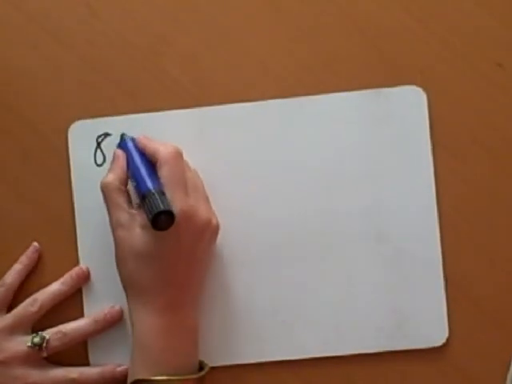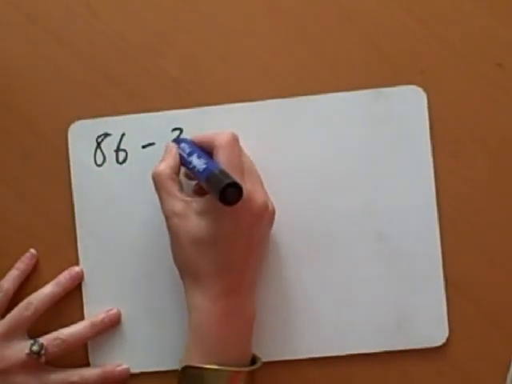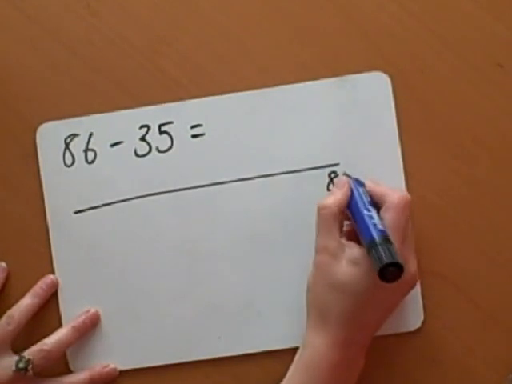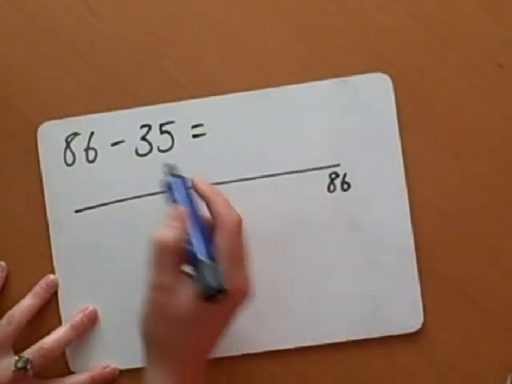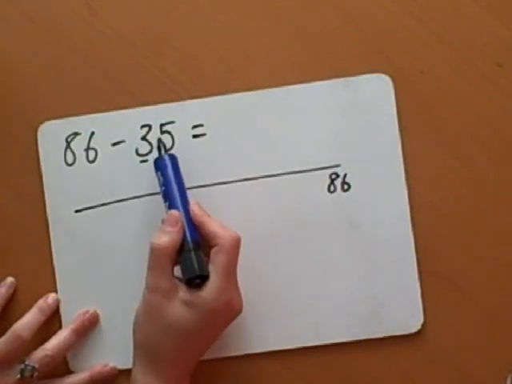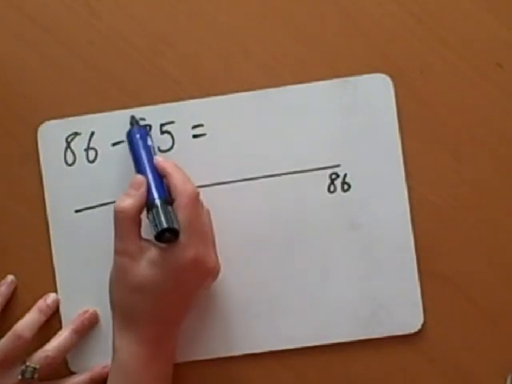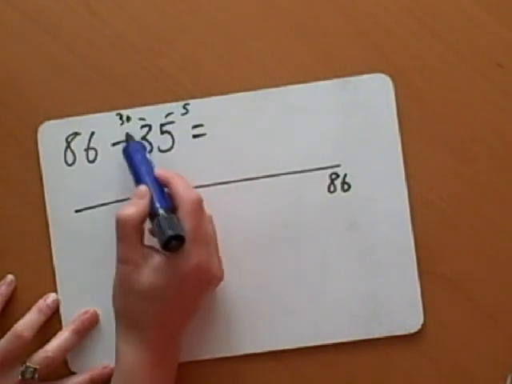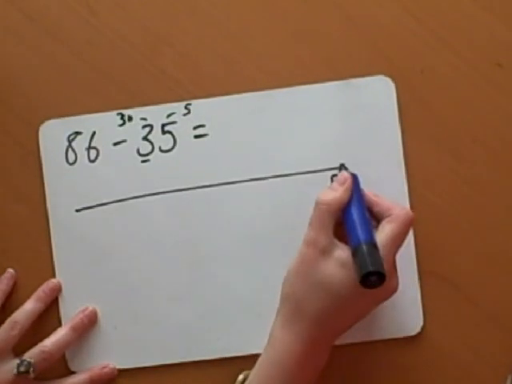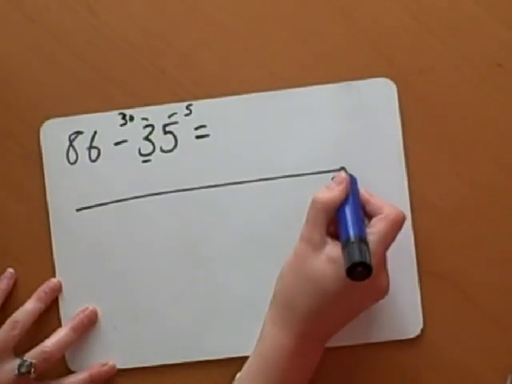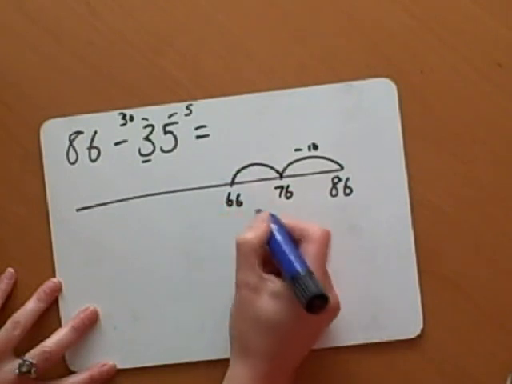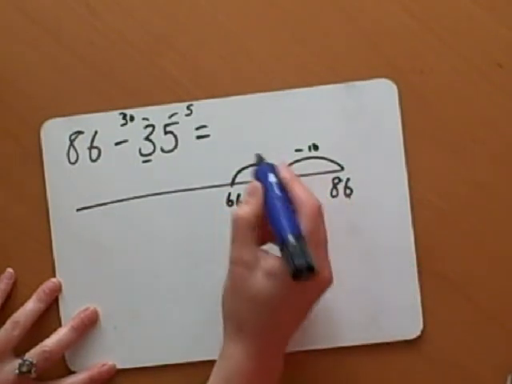Well, what about if the children have something more difficult, such as 86 subtract 35, say? What we would like the children to do is start with the largest number, 86, and then count back just the tens first of all, to keep things simple. So they need to be able to partition this 35 into 30 and 5, to know that this isn't a 3 and a 5, that the value of this 3 is 30, 3 tens. So they're going to count back their 3 tens, they're going to jump from 86 back to 76, another 10 back to 66, remembering that the units stay the same when you're counting back tens.